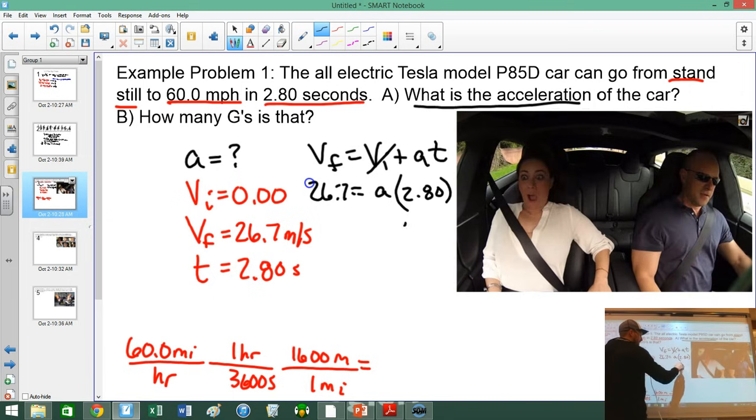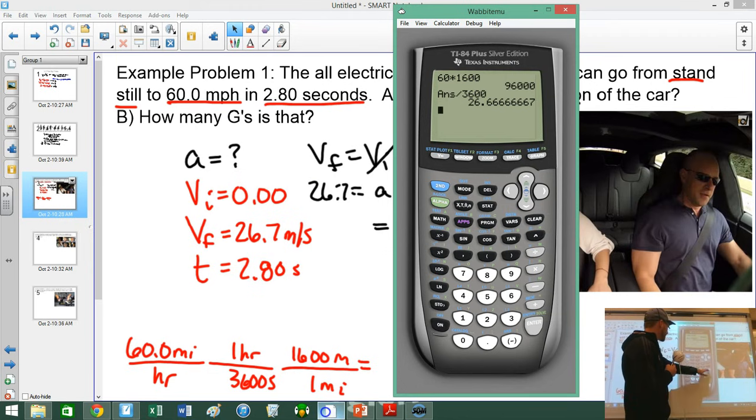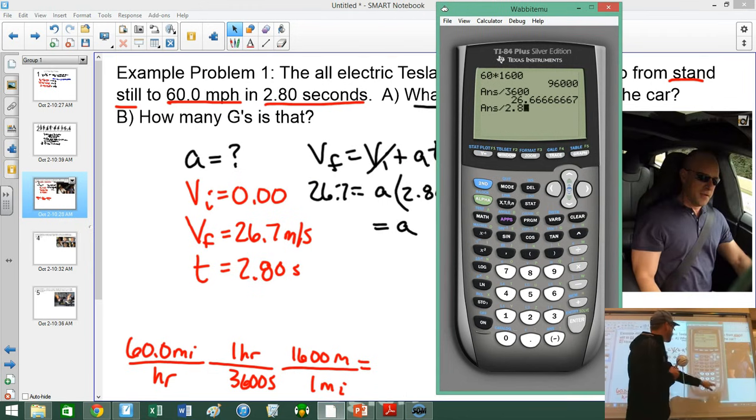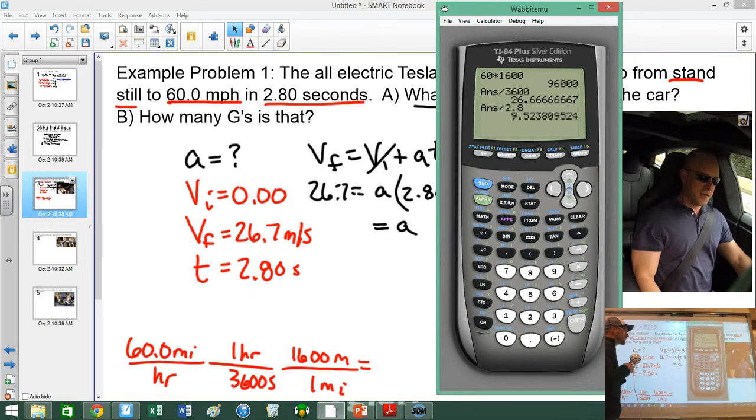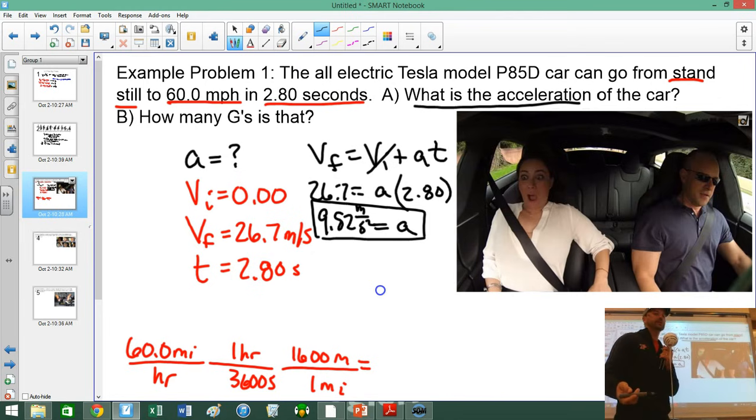So now I solve. Take 26.7 divided by 2.8. And I get 9.52. My acceleration is 9.52 meters per second squared. And that seems to make sense to me. You don't have a handle on accelerations yet, and you will in just a moment.